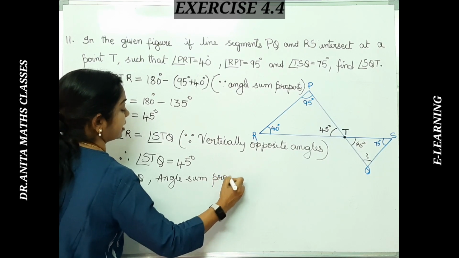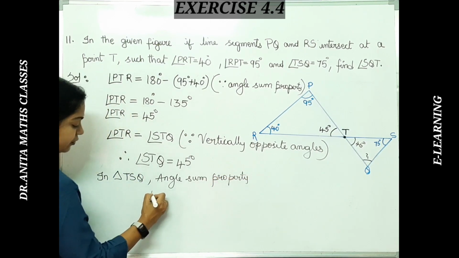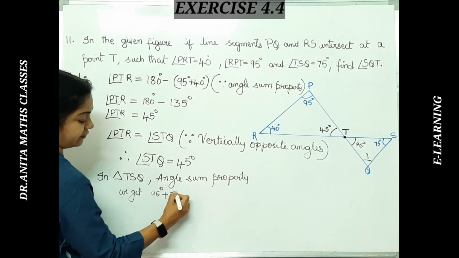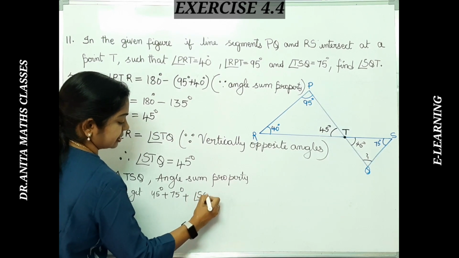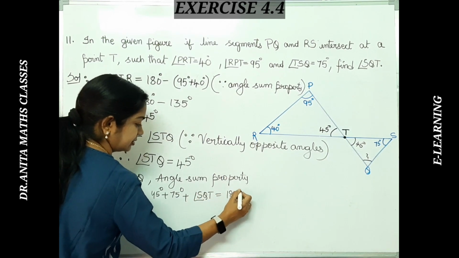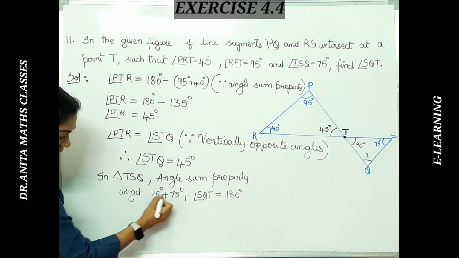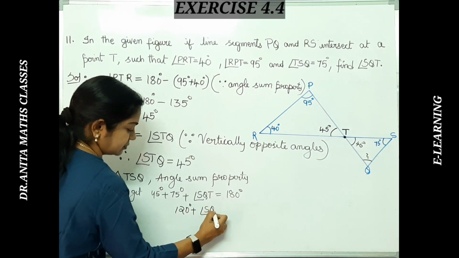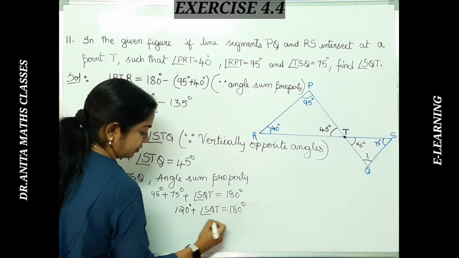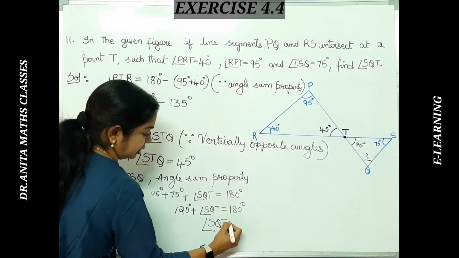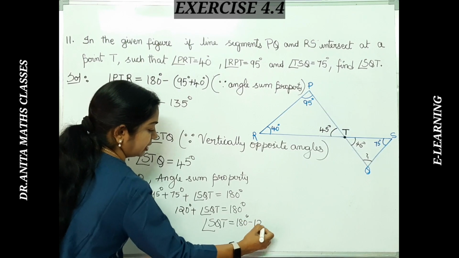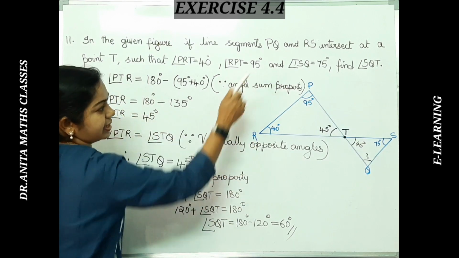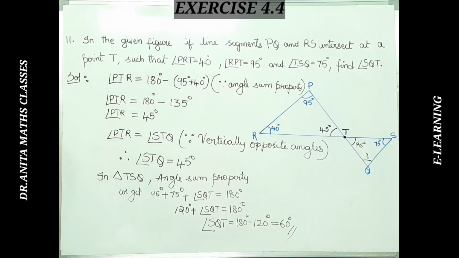by the angle sum property of triangles, we get 45 degrees plus 75 degrees plus angle SQT should be equal to 180. The three angles should be equal to 180. So 45 plus 75 is 120. So 120 plus SQT equals 180 degrees. Therefore, angle SQT equals 180 minus 120, that is equal to 60 degrees. So we got SQT, that is asked, isn't it? SQT is 60 degrees. Pause it and note it down.